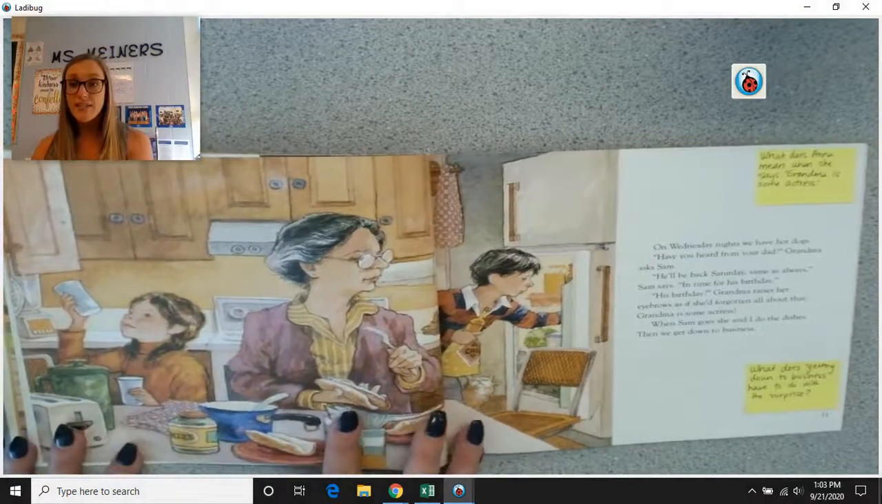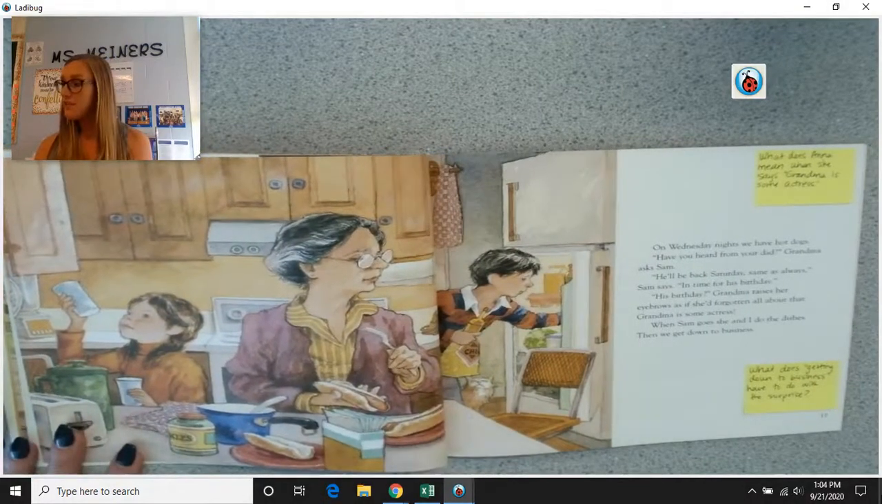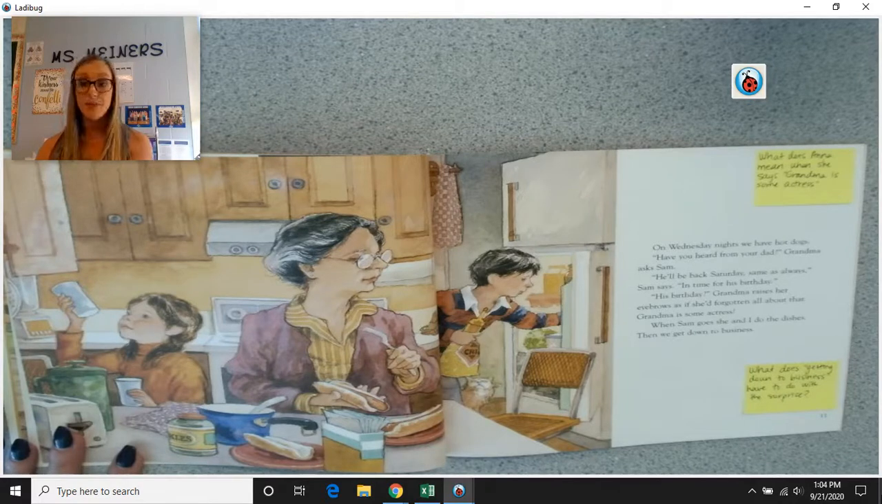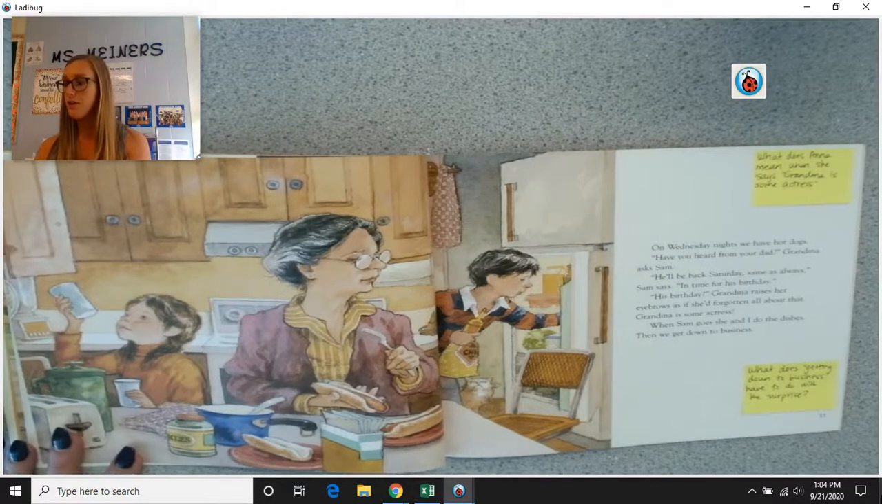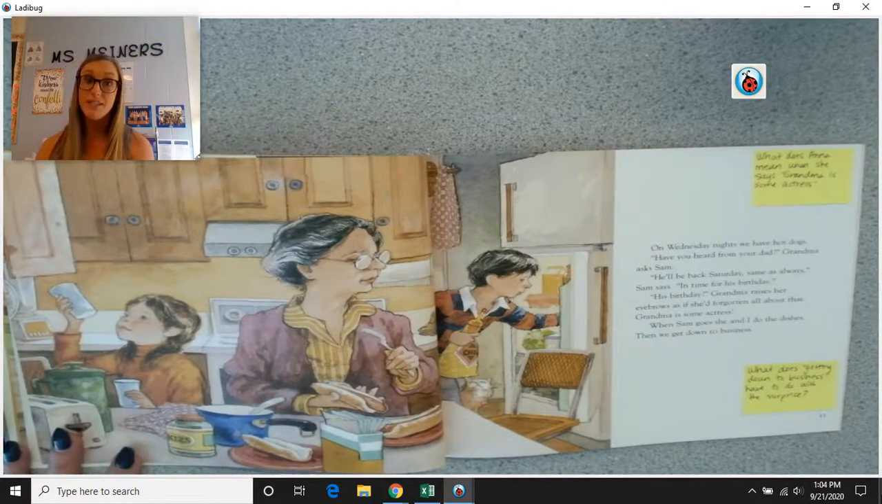On Wednesday nights, we have hot dogs. Have you heard from your dad? Grandma asks Sam. He'll be back Saturday, same as always, Sam says, in time for his birthday. His birthday? Grandma raises her eyebrows as if she'd forgotten all about that. Grandma is some actress. When Sam goes, she and I do the dishes. Then we get down to business.